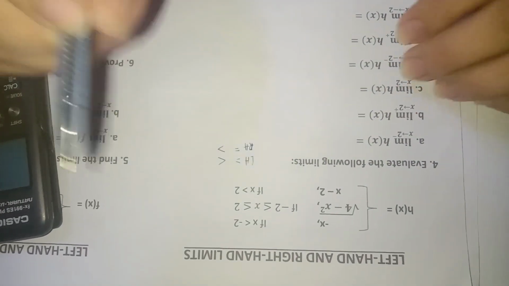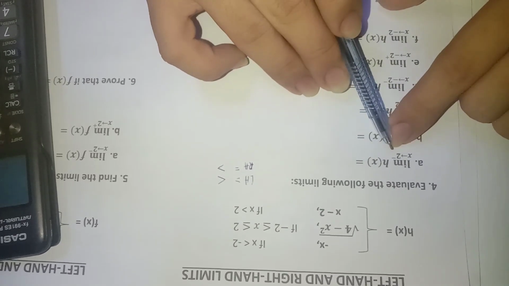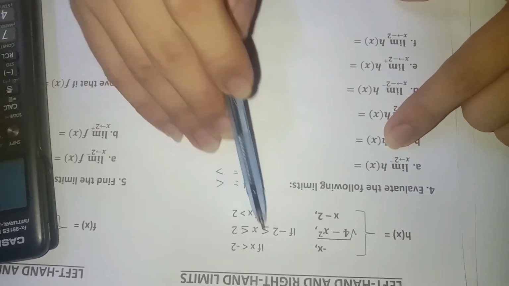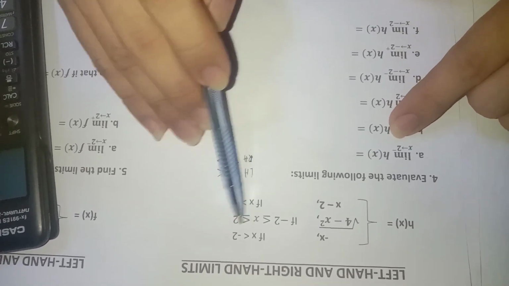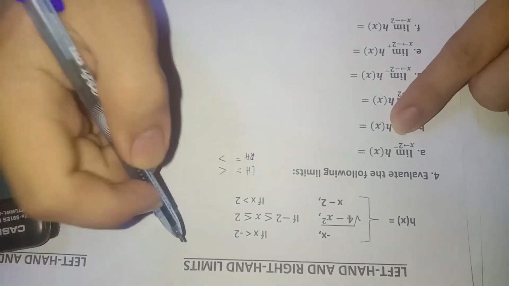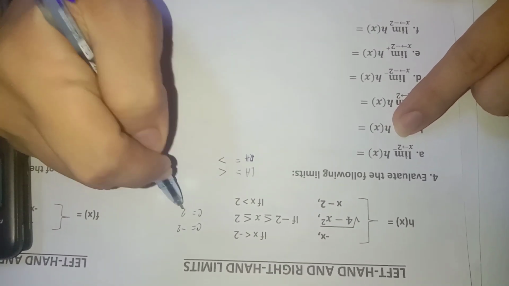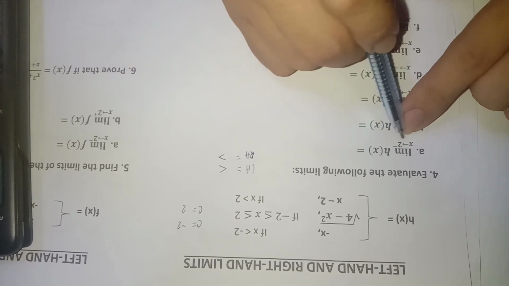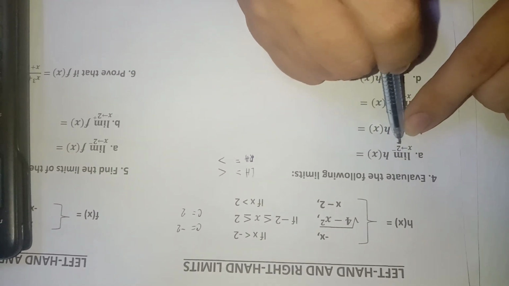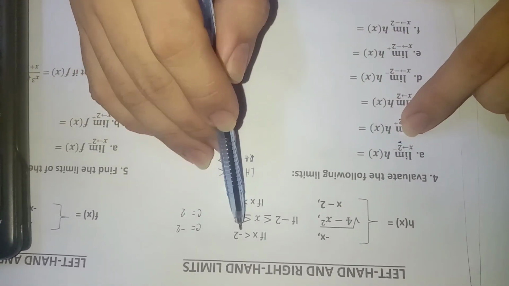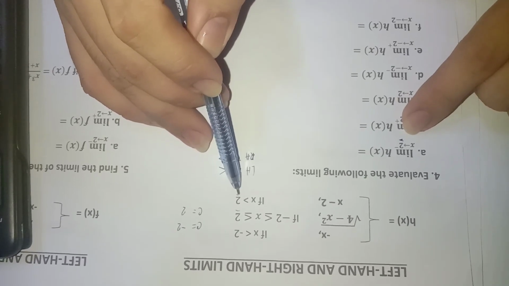Okay? Let's say for example, ito, limit of h of x as x approaches to negative. Hahanapin natin yung c natin dito which is 2 since we have two sets of c here. Yung c natin dito, meron tayong negative 2 and we have 2. So sa letter A, hahanapin natin yung limit ng function as x approaches to negative. So saan si 2 here? So ito, this is our C and this is another C.